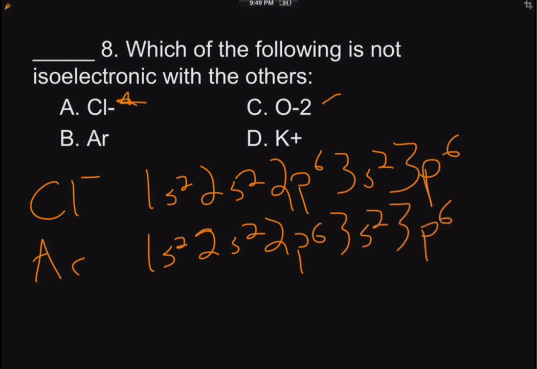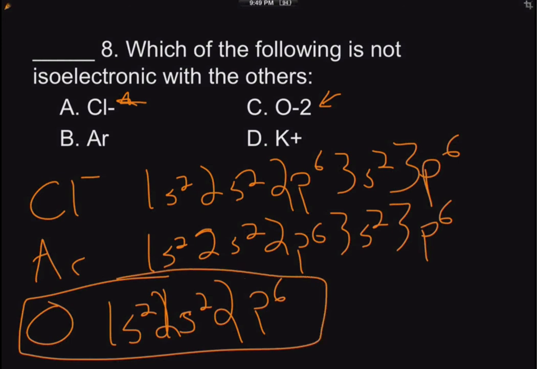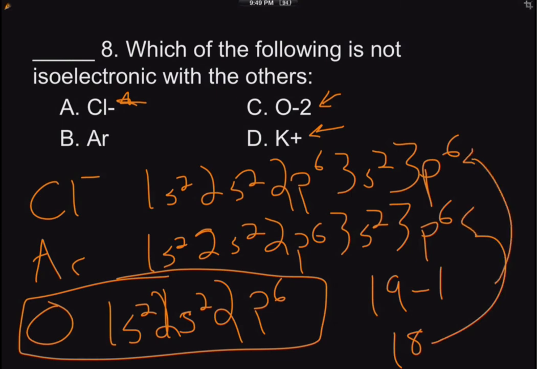Oxygen with a -2 charge. Oxygen is element number 8. So if it has a -2 charge, it's got 2 extra electrons, which would be 10: 1s2, 2s2, 2p6. So oxygen is not like these other elements. And argon is normally number 19, but since it's got a plus charge, that means you take away 1, 18 electrons, so it's going to look just like these other two. So the correct answer here, the one that's not like the others, is oxygen.